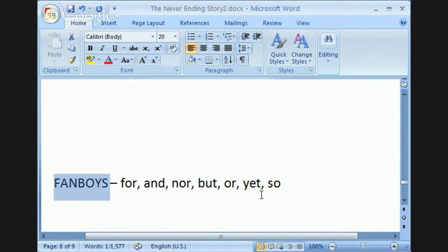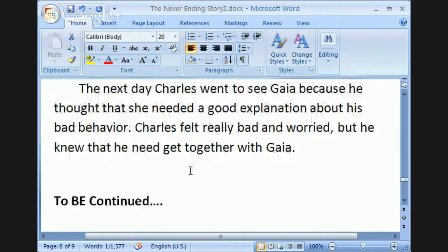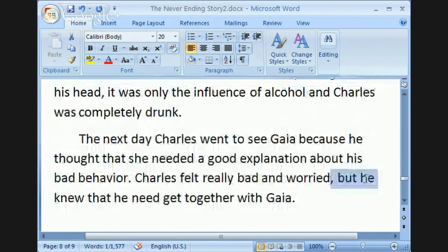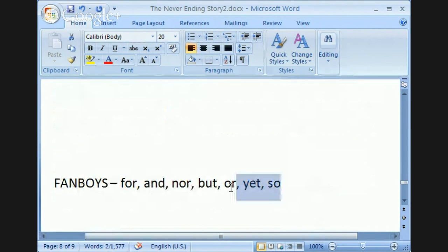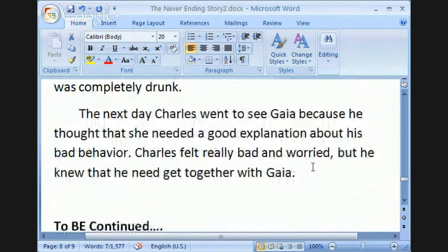Fanboys. These are the seven words that we can use to join two independent clauses or two simple sentences. So there they are: for, and, nor, but, or, yet, so. You can remember FANBOYS. When we use that, we need a comma before any of these words that we're going to use to tie two sentences together.